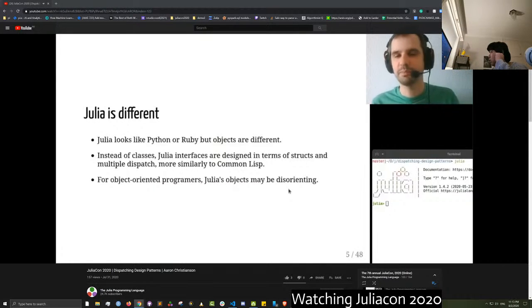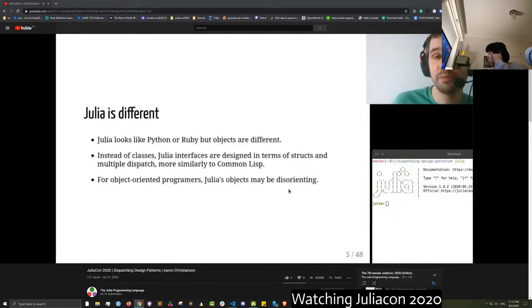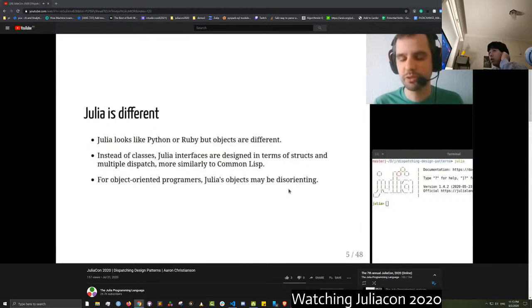For object-oriented programmers, Julia's objects may be disorienting. So that's what I mean by the first sense I had of dispatching design patterns. It kind of wrecks what you expected.